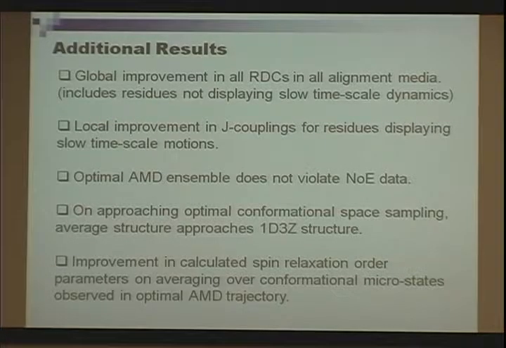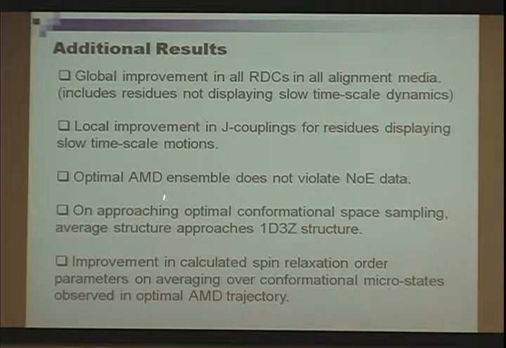And this is important because what's happening is that as we sample more conformational space, the time average shape of the molecule is changing. And that means that our estimation of the alignment tensor is improving. And because our alignment tensor is improving, that means that our residues, even those residues that do not show long timescale dynamics, they also show an improvement in the residual dipolar coupling. The j-coupling improvement, as you probably noticed, was quite a bit smaller. This is because in the j-coupling, it's really a local effect. So it's only the residues that are displaying slow timescale dynamics that show an improvement.